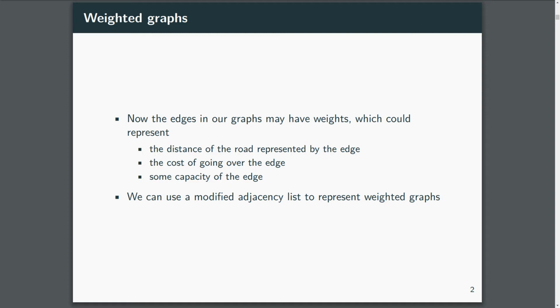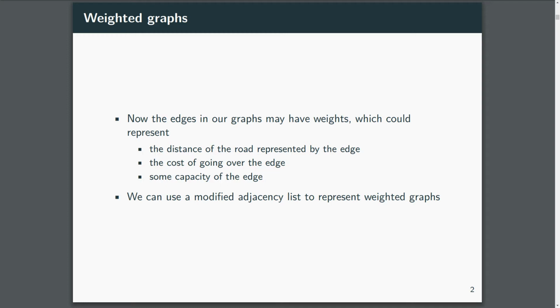Now, moving away from unweighted graphs, we can now have edges which have weights, and this could represent the distance of a road, the cost in money, perhaps, of going over the edge, like crossing a bridge, or it could just be some capacity of the edge, like how much water can flow through a pipe.